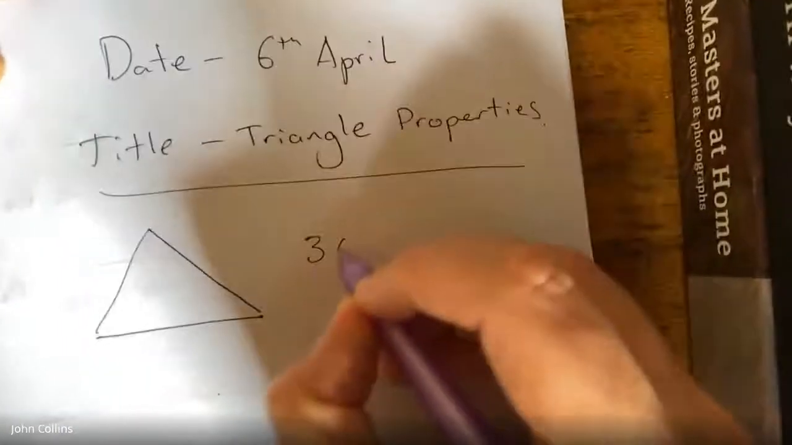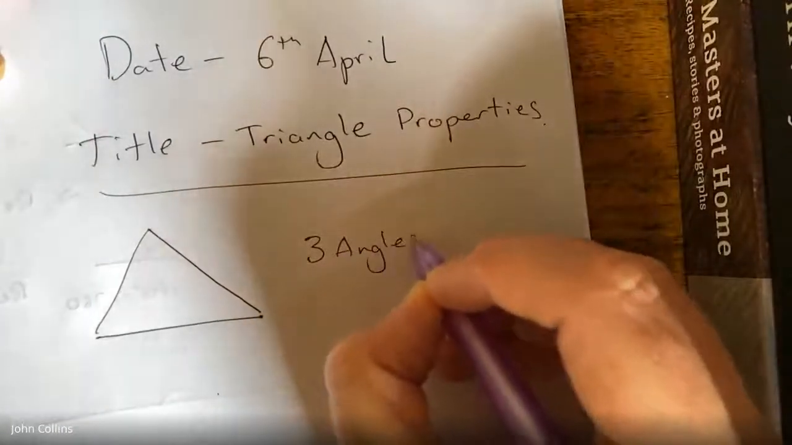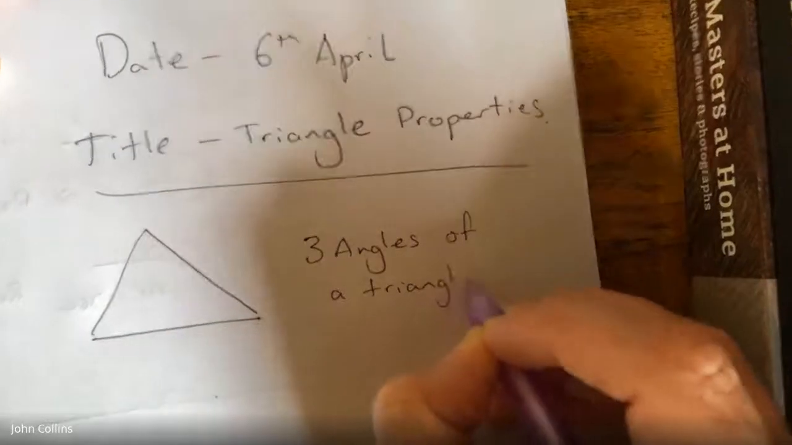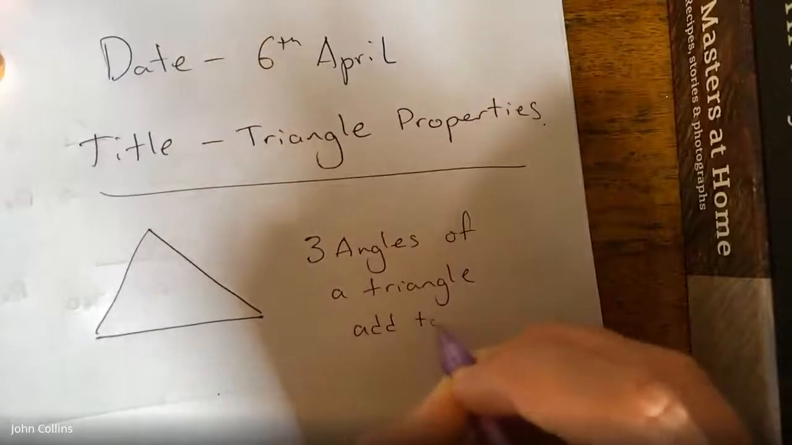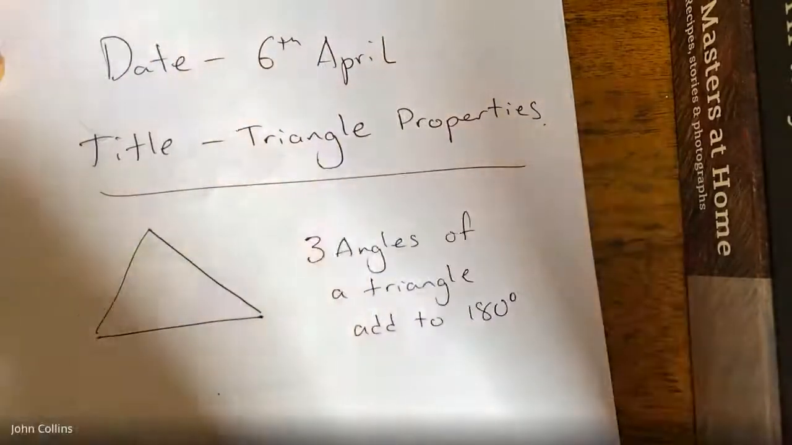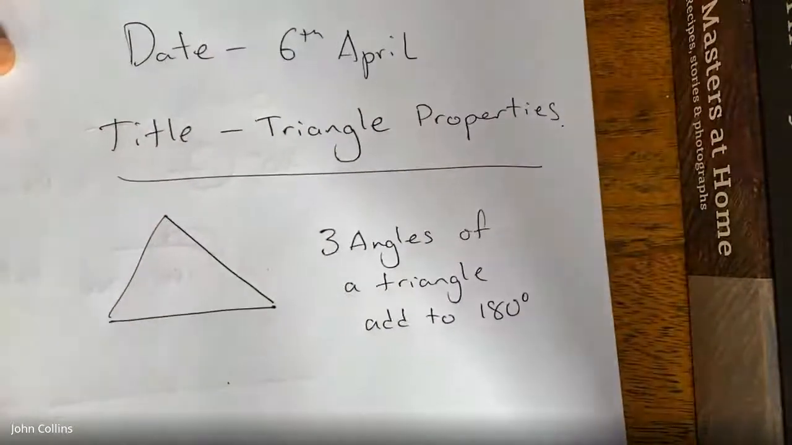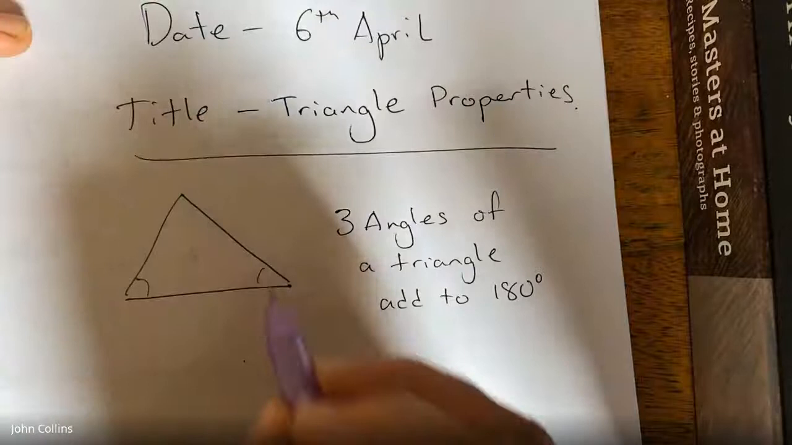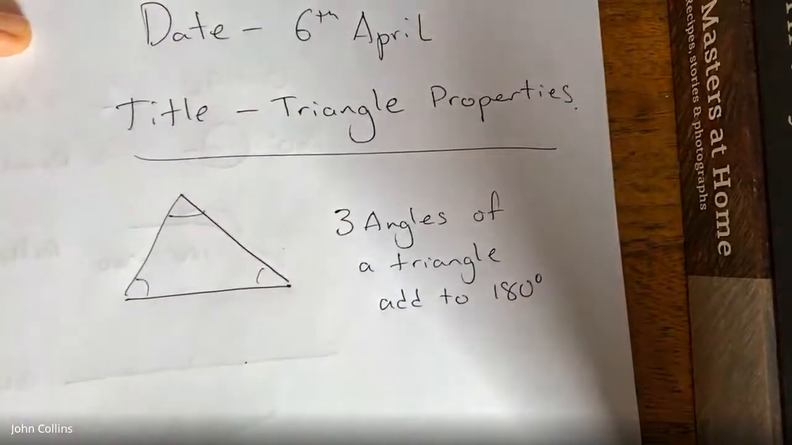So do put this in your notes: the 3 angles of a triangle add to 180 degrees, not 360. 360 would be a square, and if you think about that, a square has 4 90-degree angles in it, doesn't it? So that'd be 4 times 90, which is 360. So these 3 angles here add up to 180 degrees.